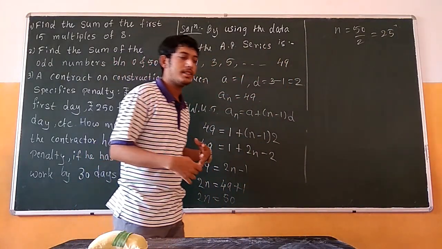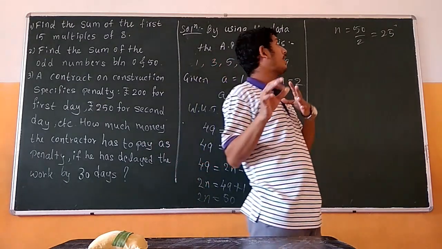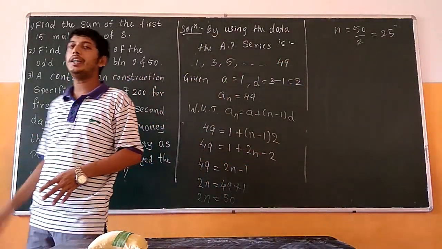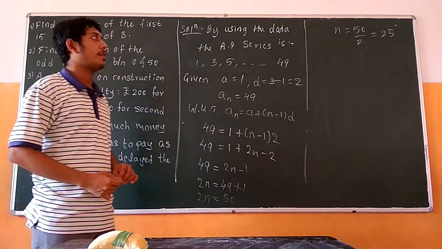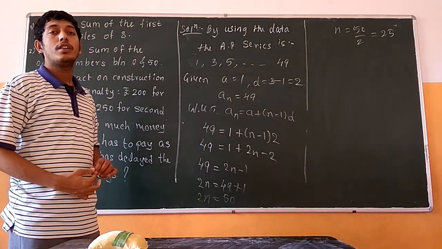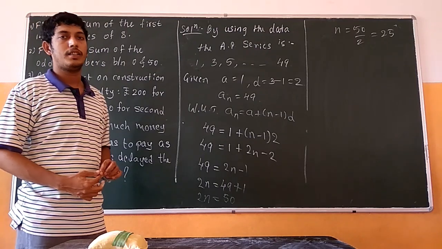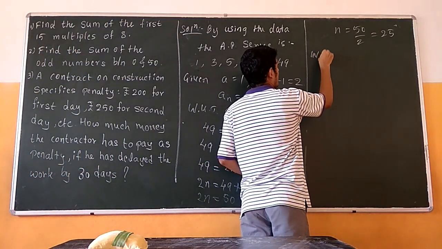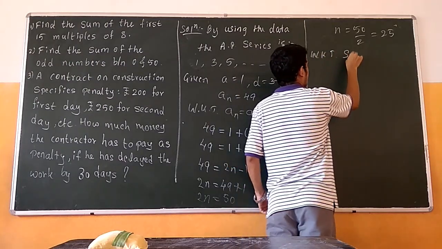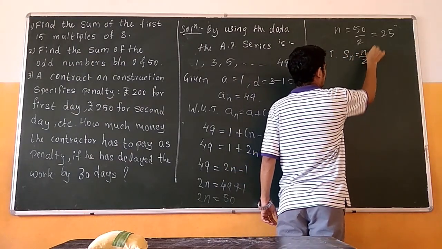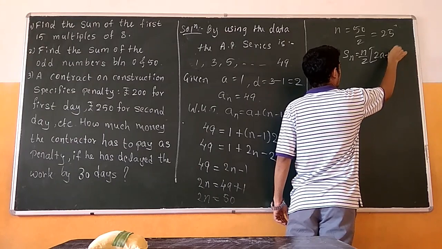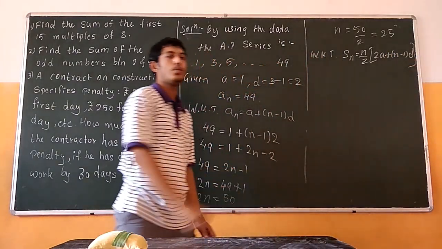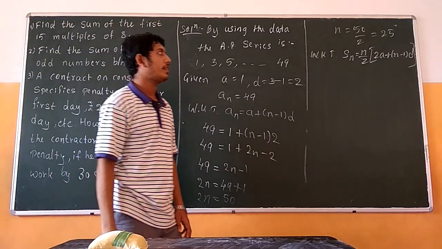So in this odd number series there are totally 25 terms present between 0 and 50. Now we have to find the sum of these 25 terms. So we know the formula: Sn equals n by 2 into 2a plus n minus 1 into d.